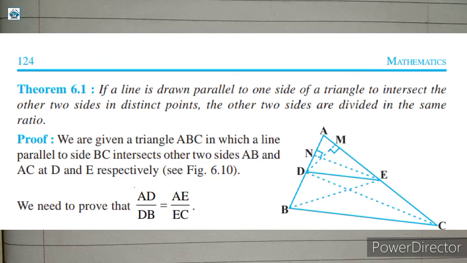After mentioning the steps of construction, next we have to justify our construction. In order to understand the justification, there is a theorem which you need to understand first. It states that if a line is drawn parallel to one side of a triangle to intersect the other two sides in distinct points, the other two sides are divided in the same ratio.